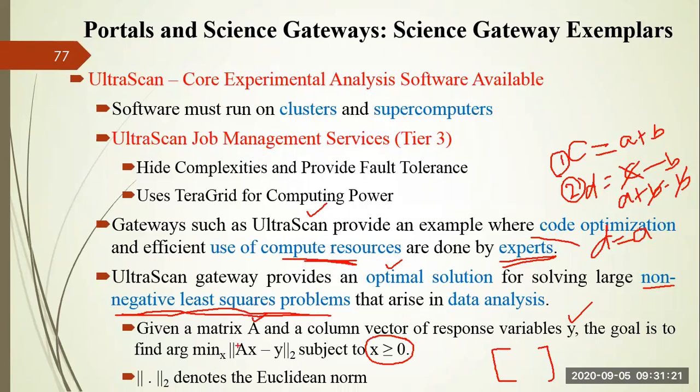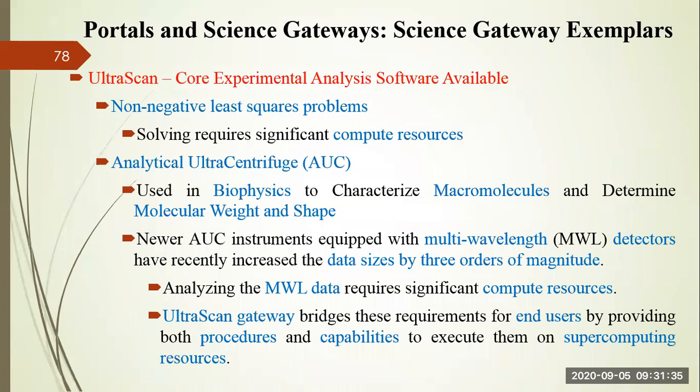This is nothing but your Euclidean norm. You have studied in mathematics that anything you write within the double bar with subscript 2 is called your Euclidean norm. This problem is solved using the UltraScan software. Mathematically it is much more complex, so you require more computational resources. What you can do is take help of UltraScan, which uses your TeraGrid.